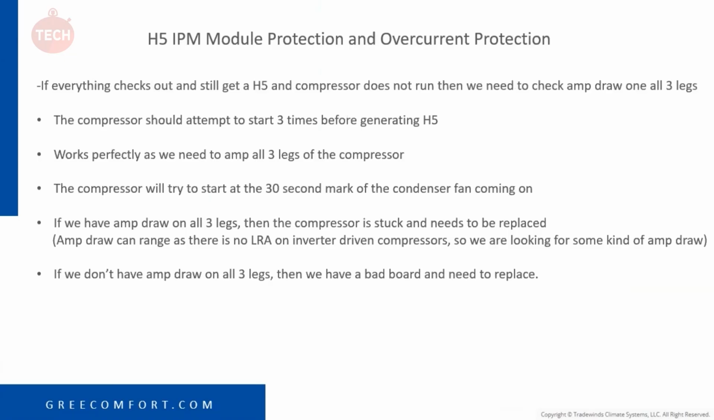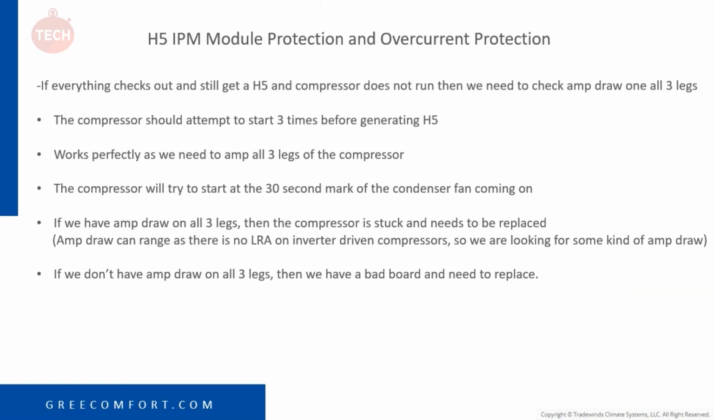So if everything checks out and you still get an H5 and the compressor does not run, then we need to check amp draw on all 3 legs. A compressor should attempt to start 3 times before generating H5. So it works perfectly, as we need to amp all 3 legs of the compressor. The compressor will try to start at the 30-second mark of the condenser fan coming on.